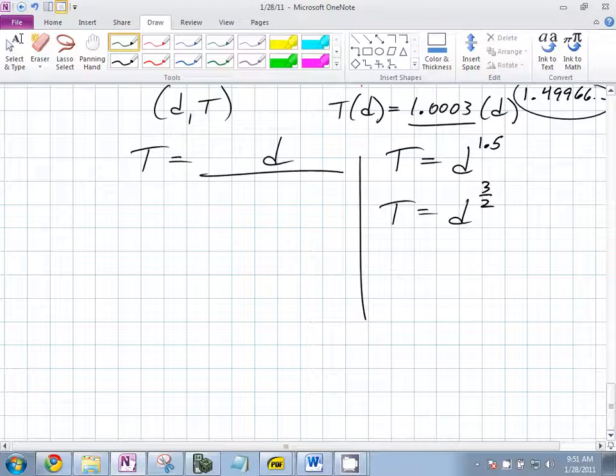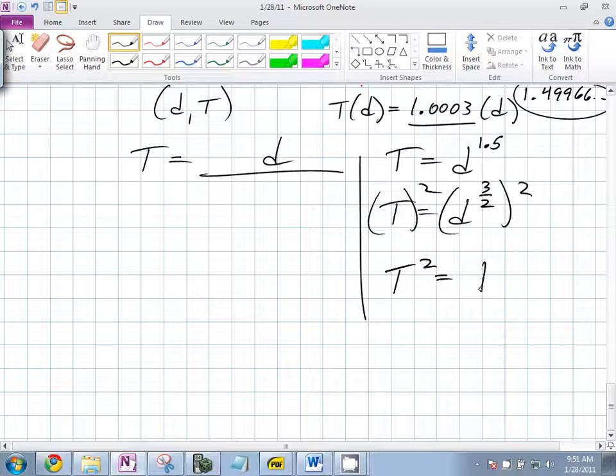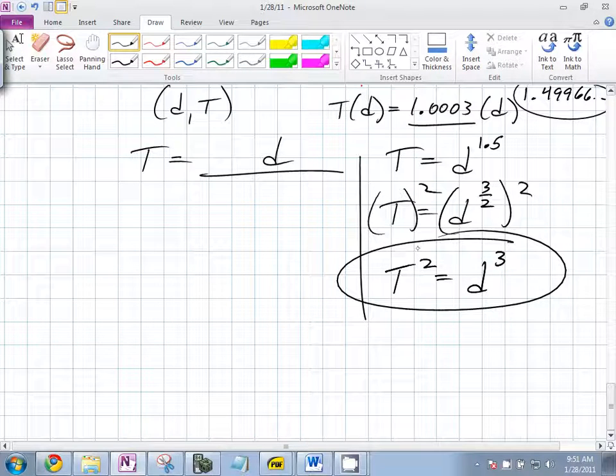If I square both sides, look what happens. T squared is equal to d what? Cubed. So did we just verify Kepler's law? Yeah. In this case, what is the coefficient? What's the constant? What's in front of d? 1. It's 1. So t, the period, squared is equal to d cubed. It's pretty cool. So did we actually verify Kepler's law?